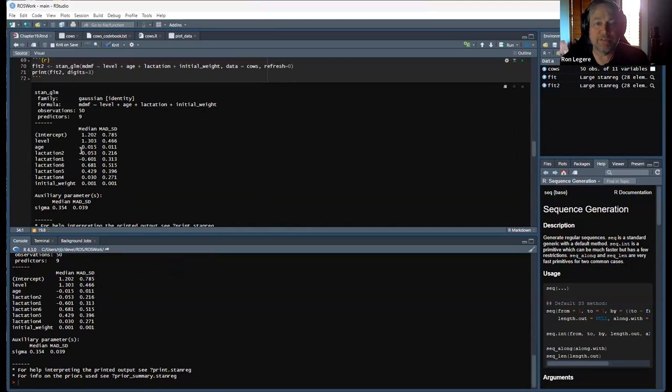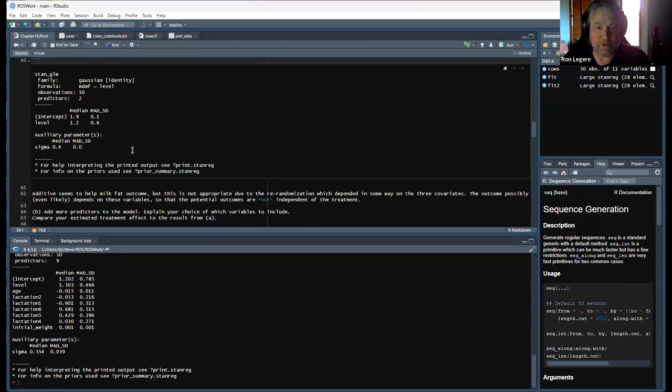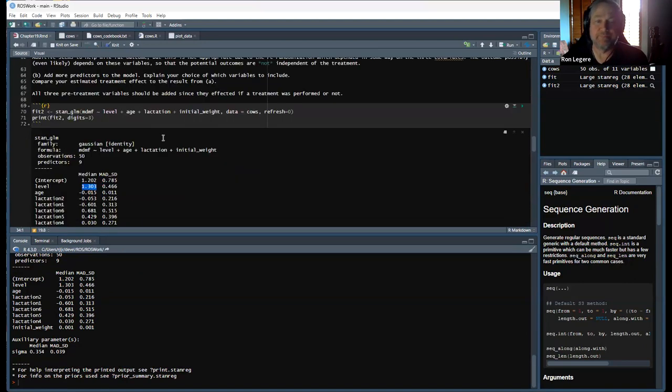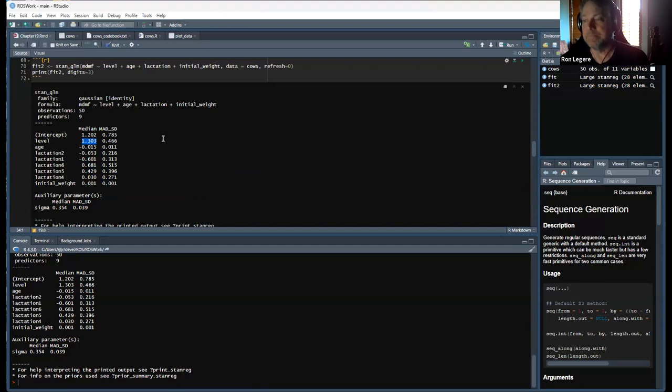So controlling for all those things, we get a level effect of 1.3 with a smaller standard deviation of 0.5. What was it before? Before it was 1.2. So I guess the randomization didn't mess things up too badly. It's consistent with that result. That's what I got out of that.